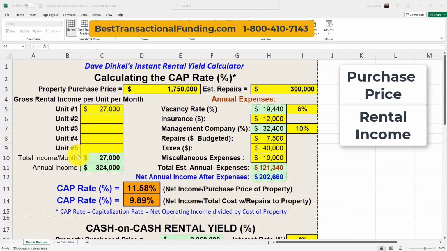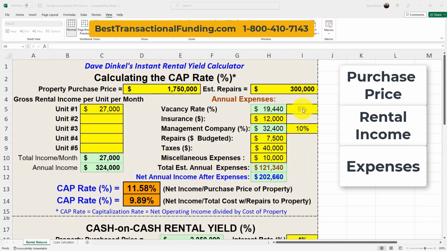So the units, 30 times $900, is $27,000 a month. You'll notice here it says units 1 through 5. That's for a multi-unit with 5 units or less. But you can use this to put in 30 units, $900, $27,000 gross monthly rental income. Annual income is $324,000. The third part of the equation, so to speak: first part's the price you pay, second part's the income, the third part are the expenses.